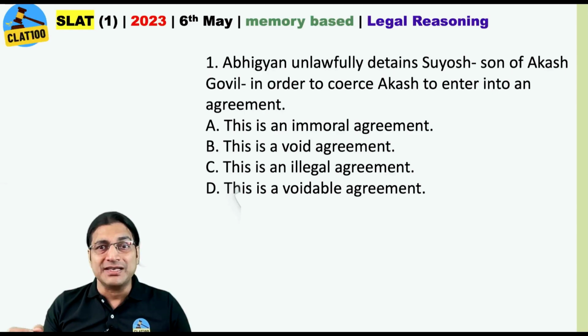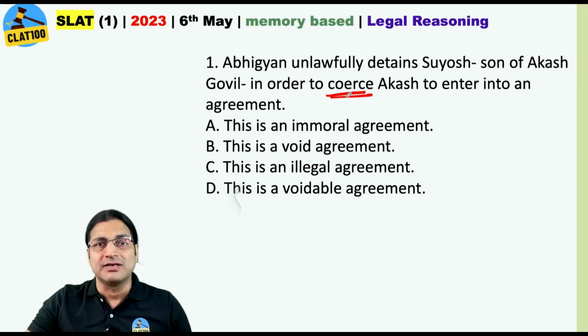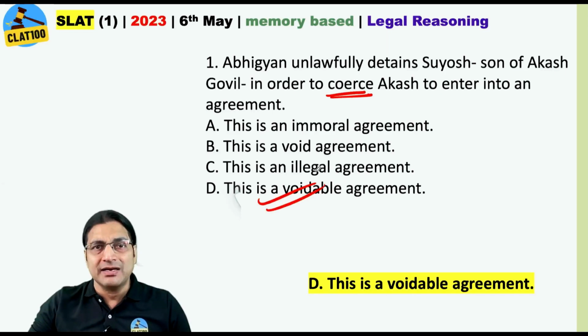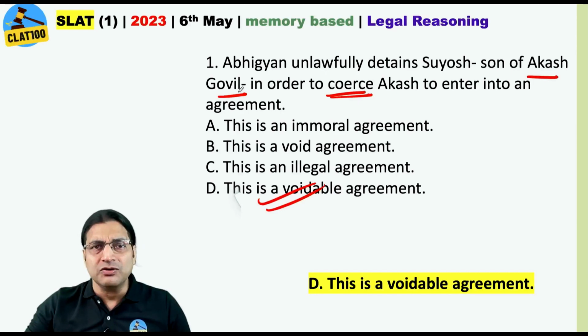Abhigyan unlawfully detains Suyosh, son of Akash Govil, in order to coerce Akash to enter into an agreement. Now, here you do not have any legal principle. So, using your legal knowledge, you know that the moment any coercion is involved, any such contract becomes voidable. Isn't that? So, this is certainly a voidable agreement, and this can be rendered void on the behest of Akash Govil. Alright, why? Because he is the person who was coerced.